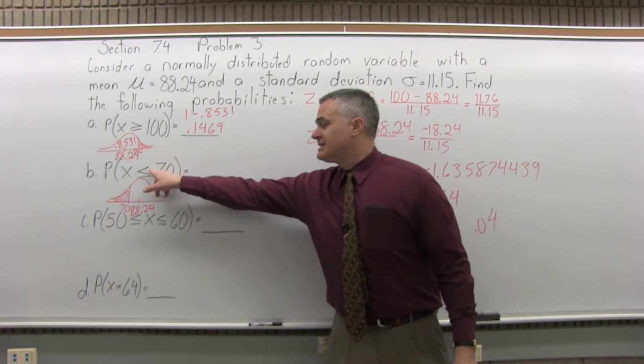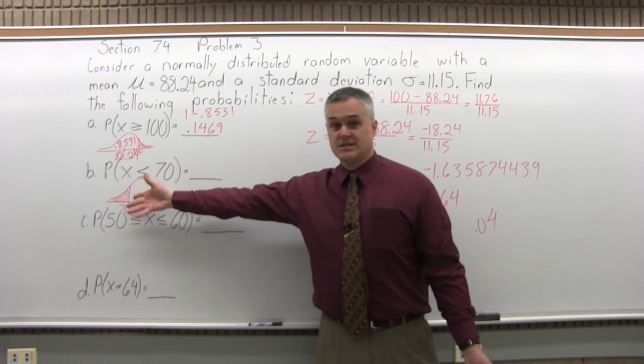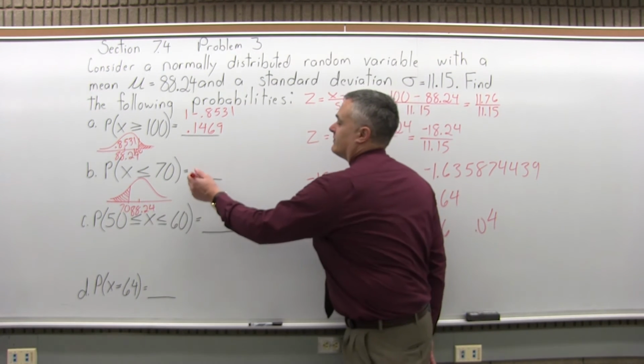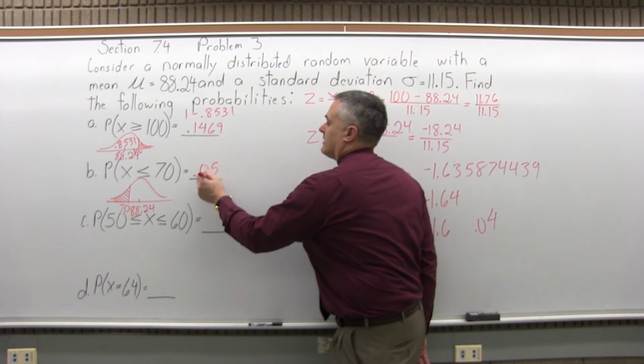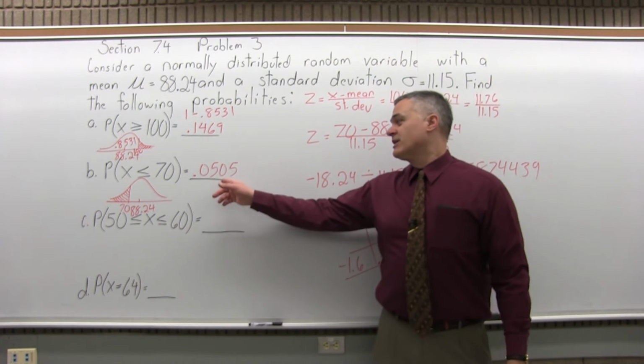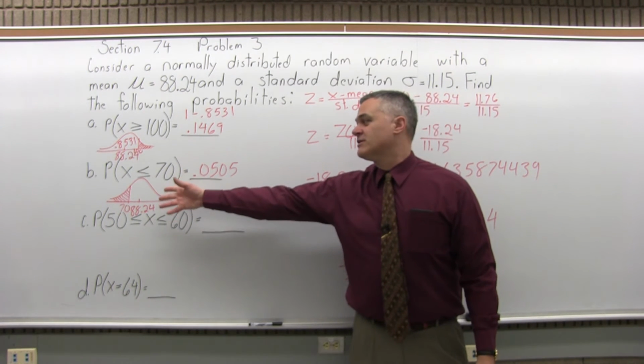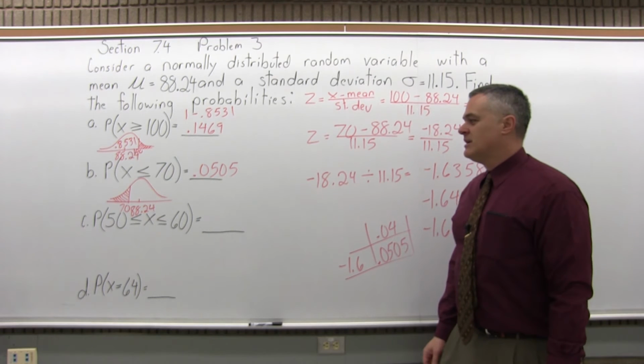Because this is a less than question, the number from the chart is the answer. That shaded area is 0.0505. So in terms of percents, if you like your probability as a percent, it's about a 5% probability of being in the shaded region of the graph that I drew.